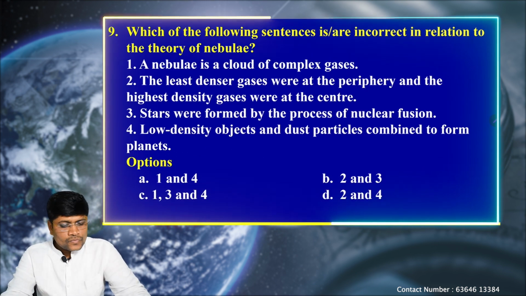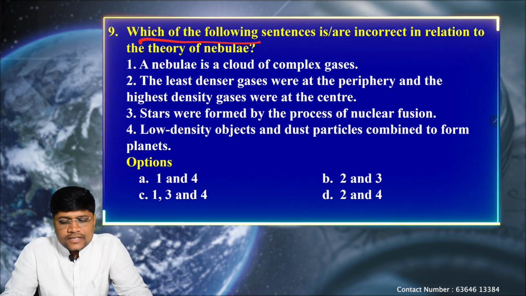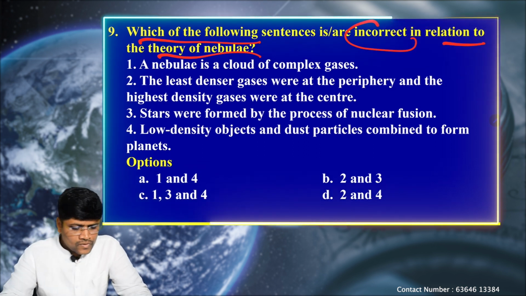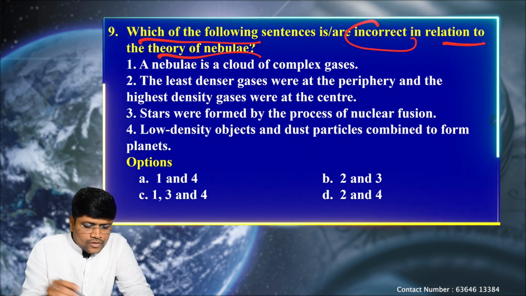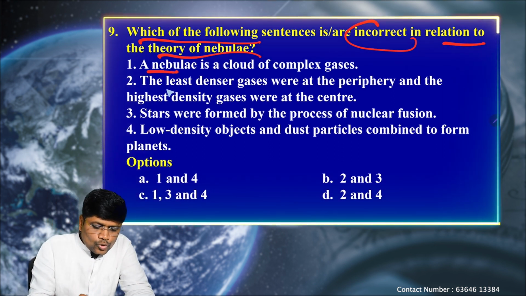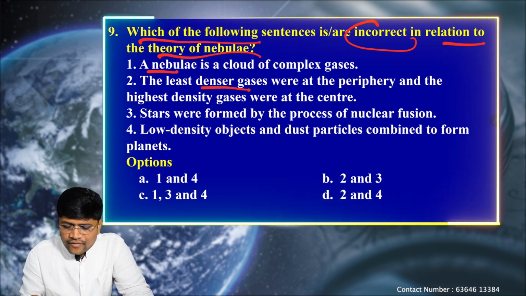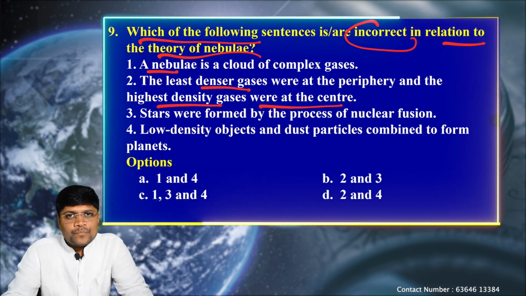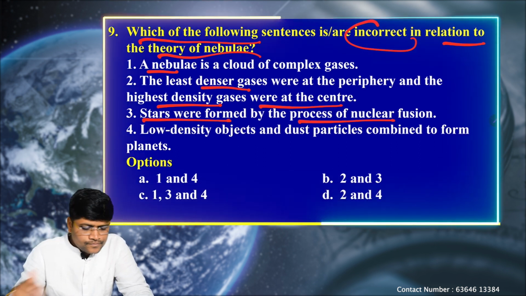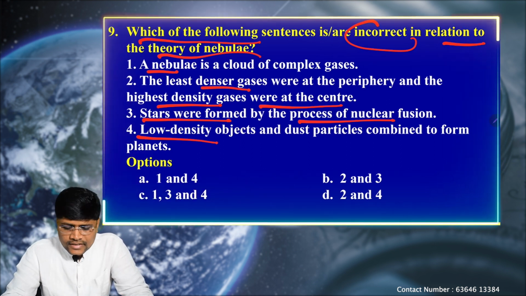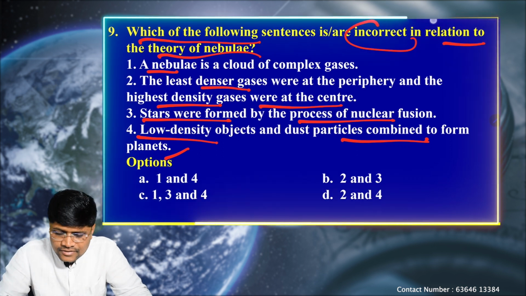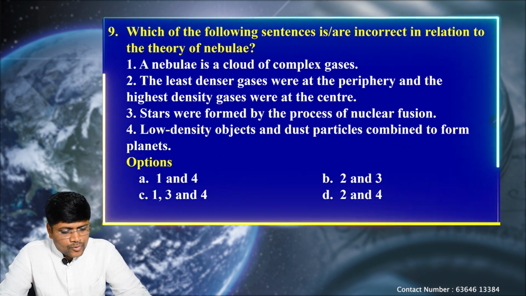Next question. Which of the following sentences are incorrect in relation to the theory of nebula? The first statement says a nebula is a cloud of complex gases. 2. The least dense gases were at the periphery and the highest density gases were at the center. 3. Stars were formed by the process of nuclear fusion. And 4. Low density objects and dust particles combine to form the planets. Let's see the explanation of the nebular hypothesis.